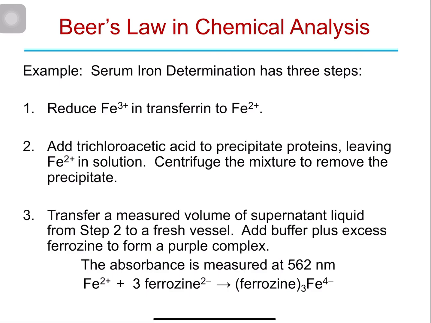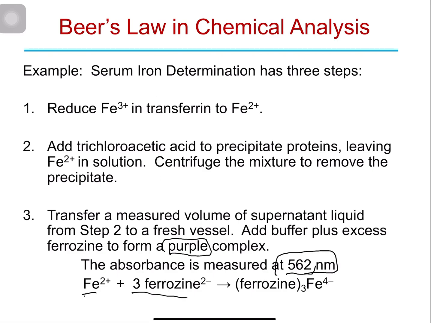So the complex we are going to use here is the complex between the iron and ferrozine. Iron will make a complex with ferrozine, which has a purple color, and it can be measured at 562 nanometer. The wavelength of maximum absorbance is 562 nanometer.